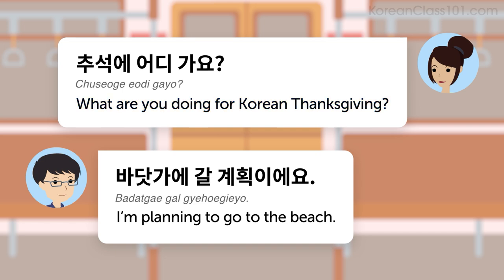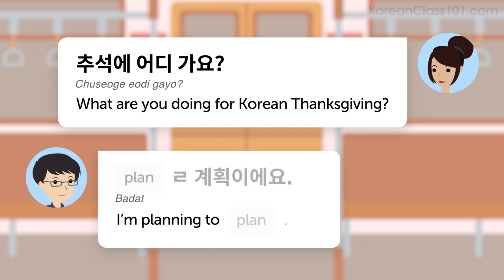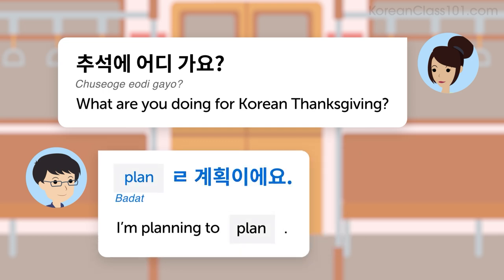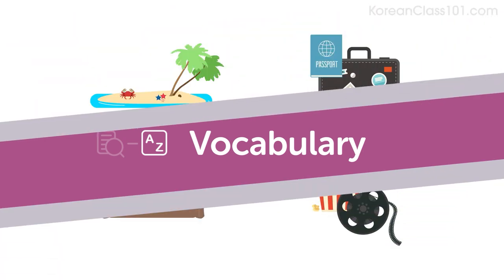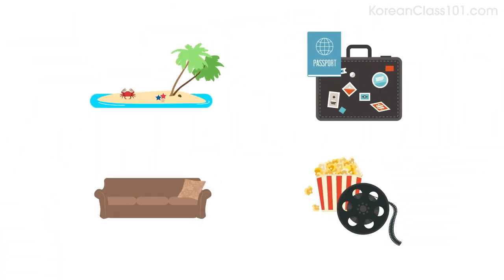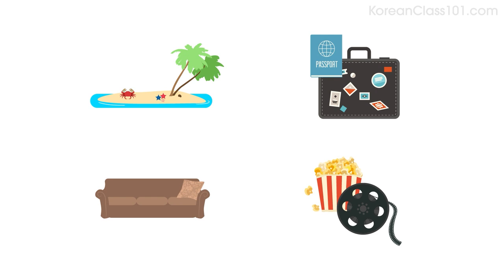Now, how do you answer this question? The pattern is, plan. 계획이에요. I'm planning to plan. For example, I'm planning to go to the beach. 바닷가에 갈 계획이에요. Here are a few more phrases you can use with the same pattern to talk about your plans.